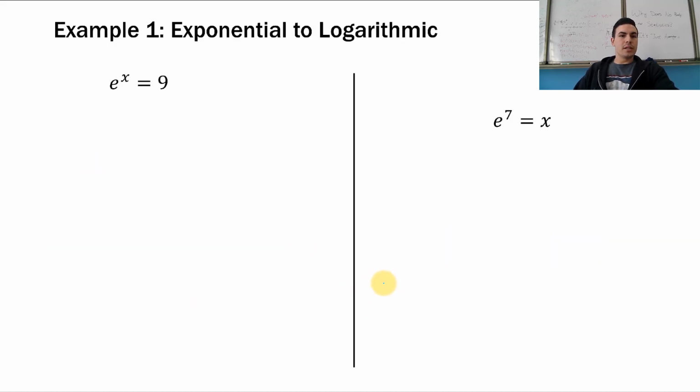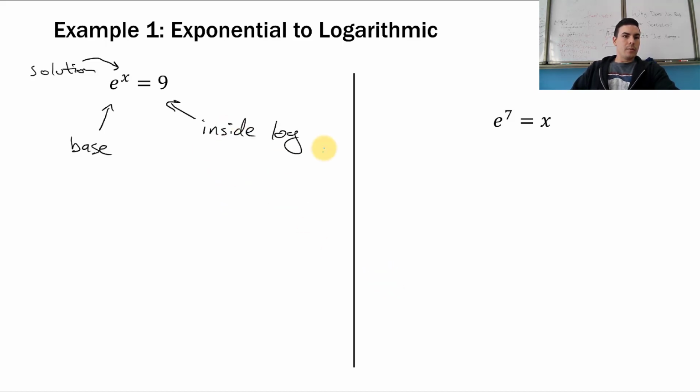We're going to convert from exponential to logarithmic form. All right, so here I've got my exponential form with a base of e. I know that my exponent is the solution when I'm converting to logarithmic form. And what is inside my log is on the opposite side of the equation. So when I set this up, I've got log base e. This 9 goes inside my log, and then my exponent becomes the solution for the logarithmic conversion.